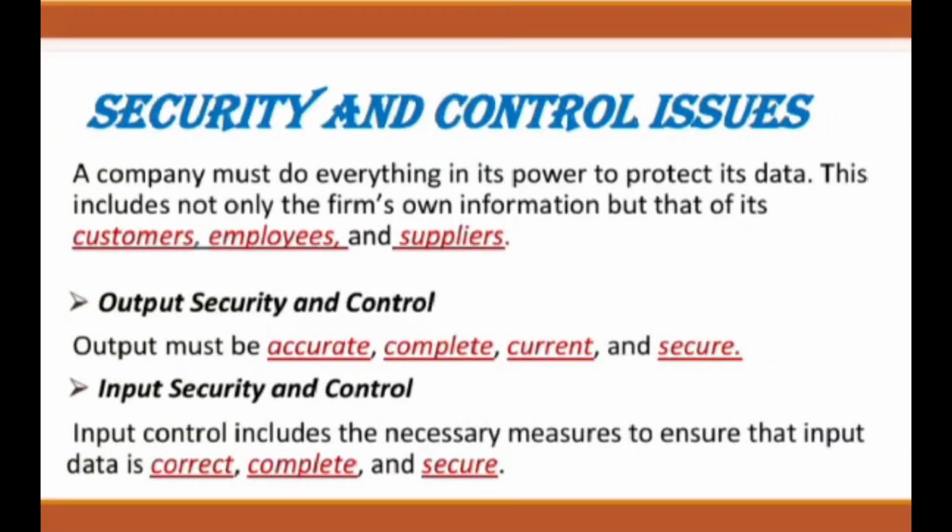Security and control issues. A company must do everything in its power to protect its data. This includes not only the firm's own information but that of its customers, employees, and suppliers. Output security and control. Output must be accurate, complete, current, and secured. Input security and control. Input control includes the necessary measures to ensure that input data is correct, complete, and secure.